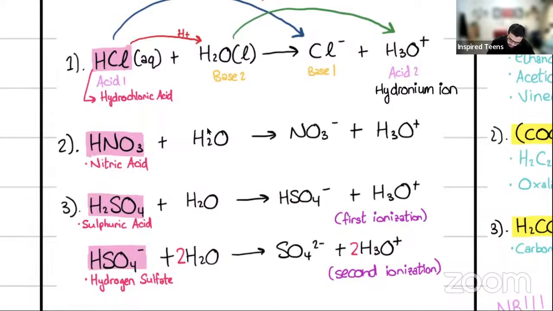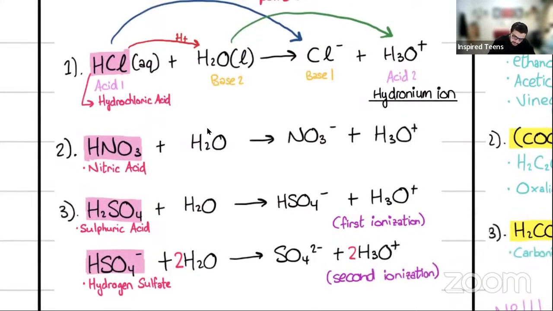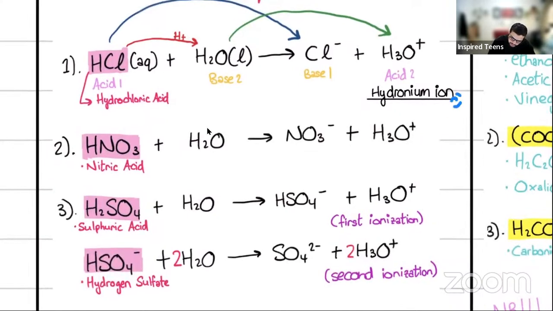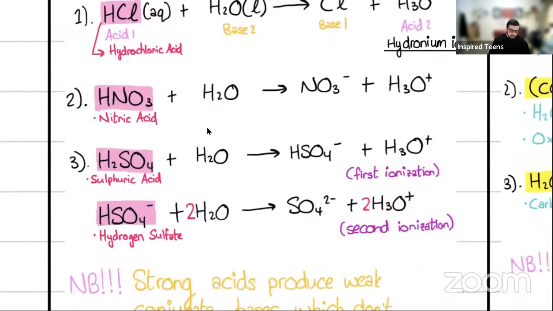Okay, not to be confused with what we'll learn in a bit, hydroxide. These are hydronium ions. So again, we're showing the ionization of HNO3, which is nitric acid. In water, we can see that it forms H3O plus.